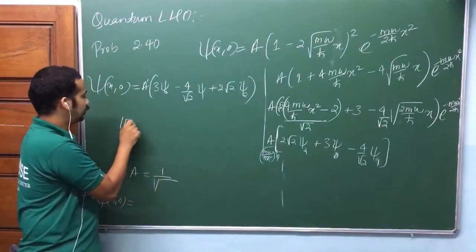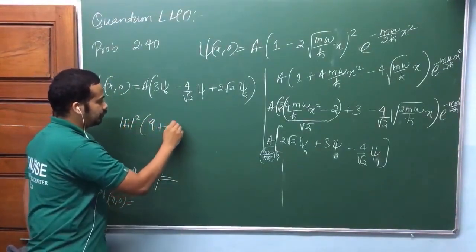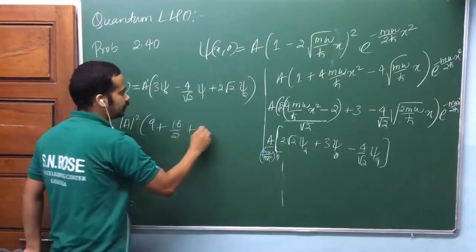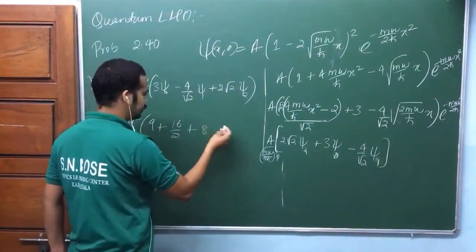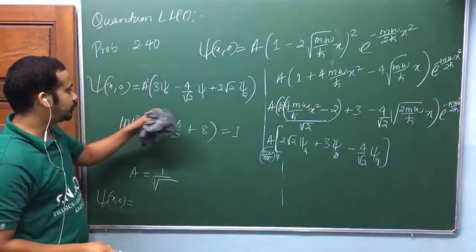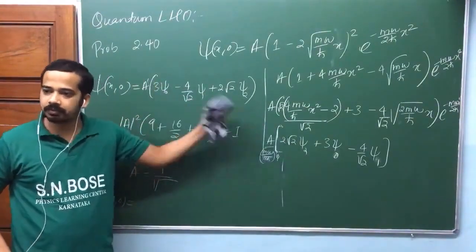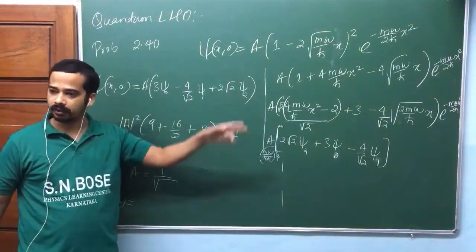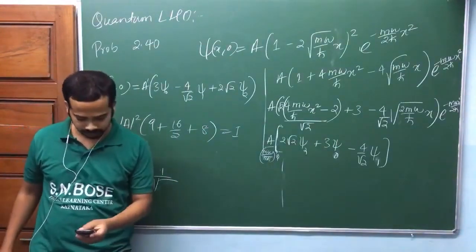Again, mod a square, 9 plus 16 by 2 plus 4 into 2, 8. Yeah, so this is easy. But what I'm saying is, if suppose there is some lengthy denominator, try to eliminate that by multiplying with the denominator, whole term. Is that okay? Whole term.